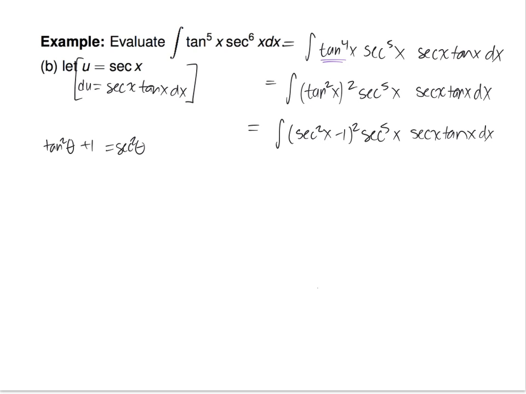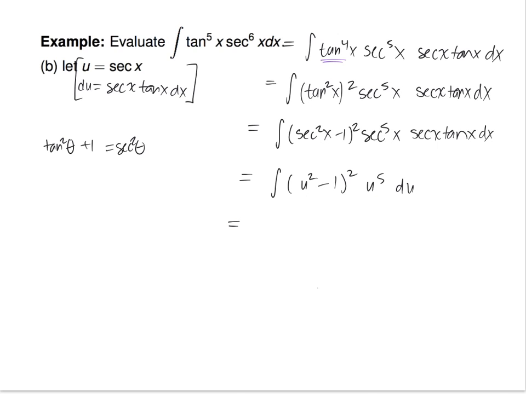A lot of these problems become quite simple once you find the right substitution, don't they? Yeah. Okay, so that's the integral of u squared minus 1 squared u to the fifth du, I believe. That's what my notes say. You buy it? Okay.